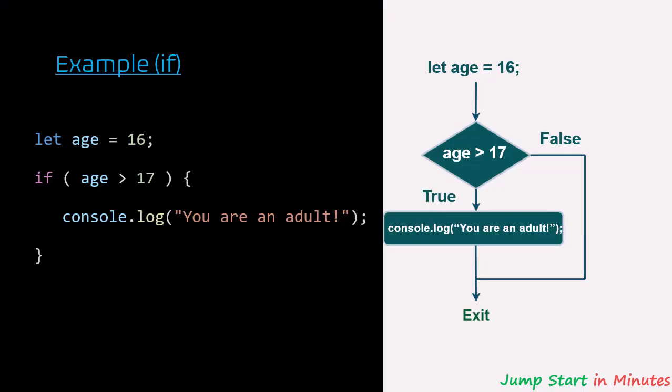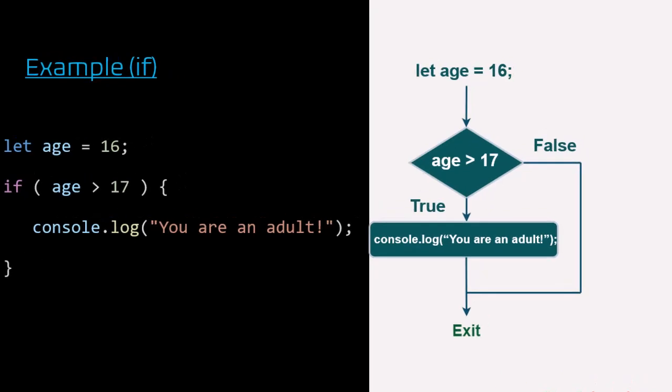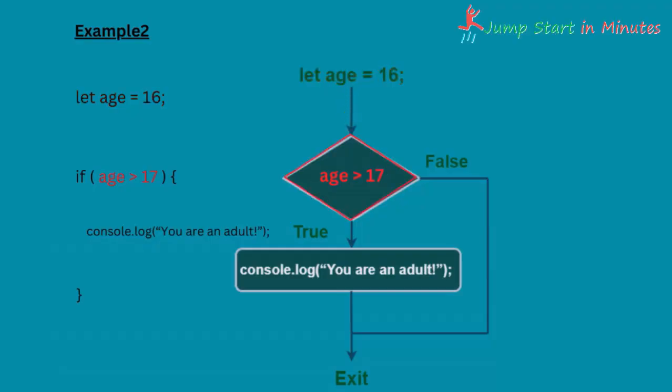Now let's see what happens when the value is not greater than 17. So in this case, we are declaring a variable age and assigning a value of 16 to it. The condition is checked. Since the condition is not true in this case, the value you are an adult will not be logged on to the console. Let's see that in animation. As you can see, the variable is declared, the value is checked. Since it's a false condition, it doesn't go into the true block. It simply exits out of the if condition.